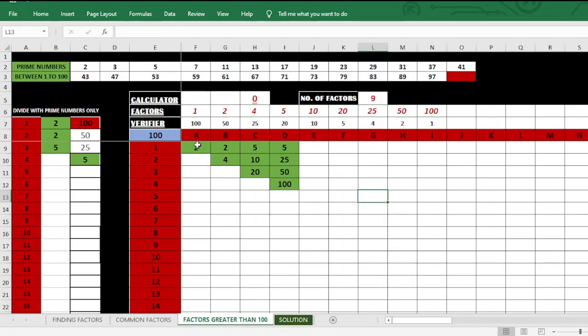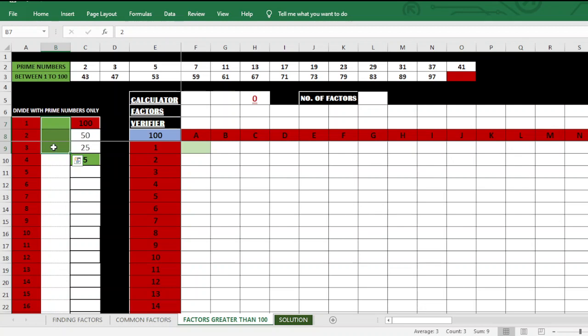Okay. So don't forget 1 is a factor. And then we arrange our factors in what? Ascending order. Don't forget we don't have to repeat numbers. So let's move to our next number quickly, which is 100, 101.